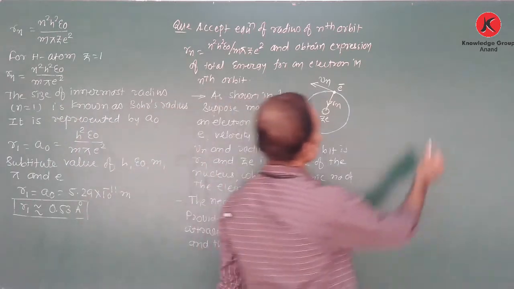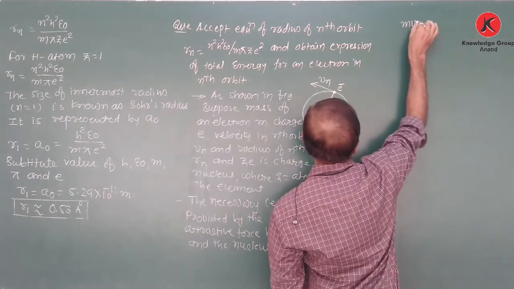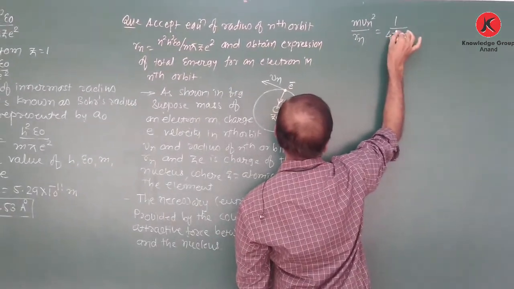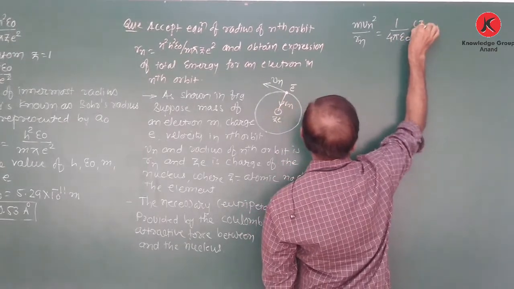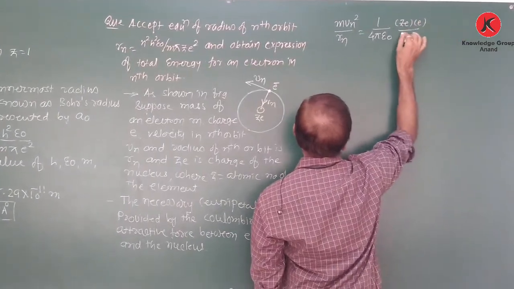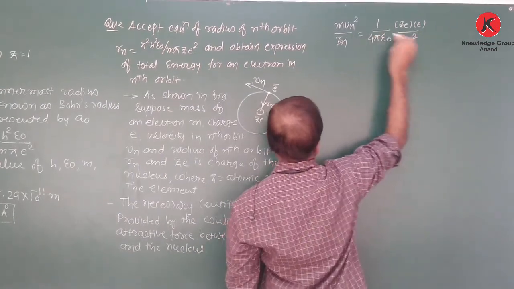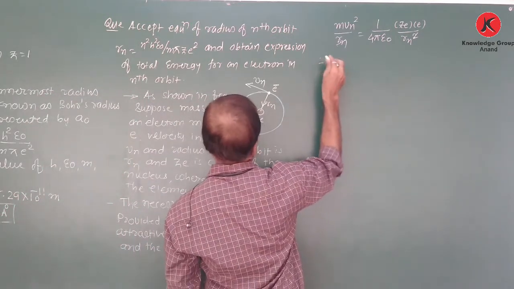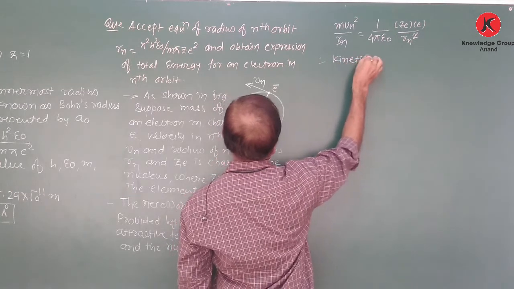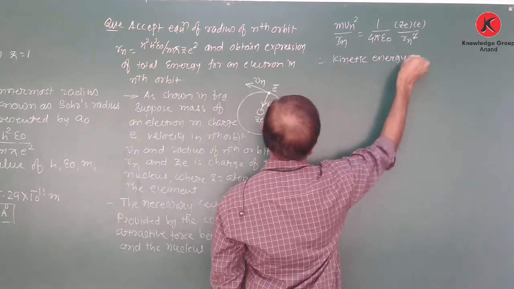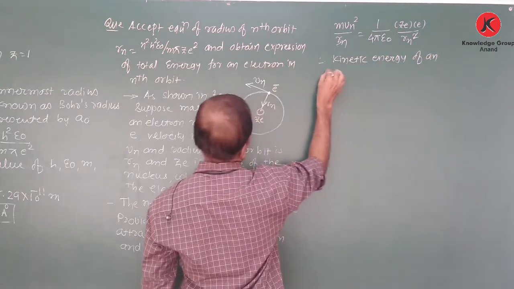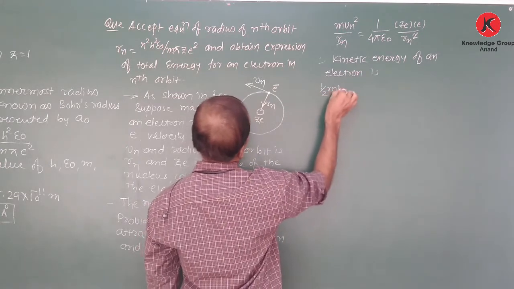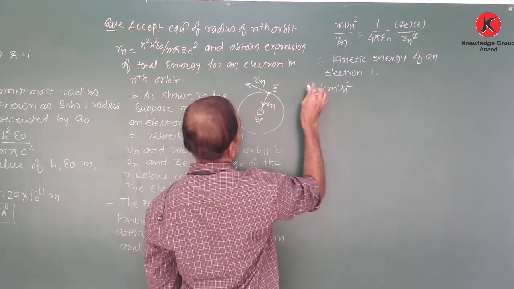Then the centripetal force m vn square upon rn is equal to the Coulombian force of attraction, 1 upon 4 pi epsilon 0, Ze into e upon rn square. This r one time cancels. Therefore, the kinetic energy of an electron is half m vn square, which is equal to K, the kinetic energy.